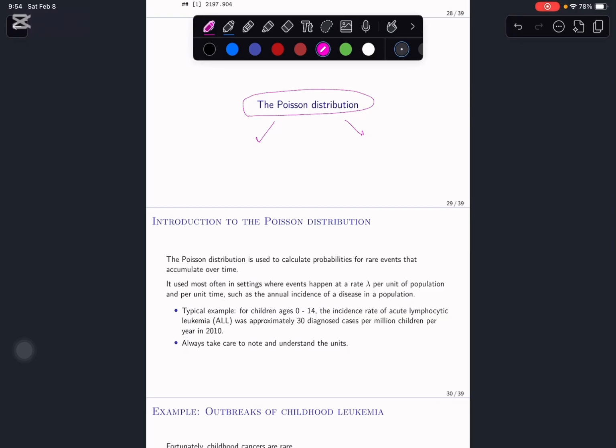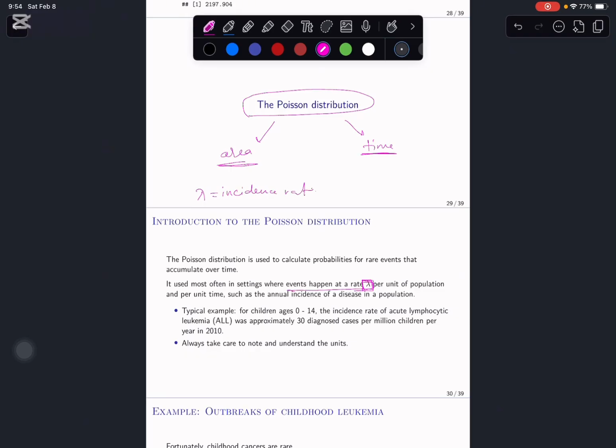Poisson. It's either area or time. So it's something that happens over time or something that happens over a fixed area. When is it useful? It's useful when events are happening independently, but at a constant average rate. These events happen at a rate of lambda. So this lambda basically means the incidence rate.